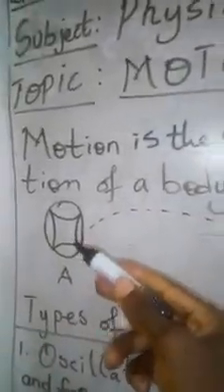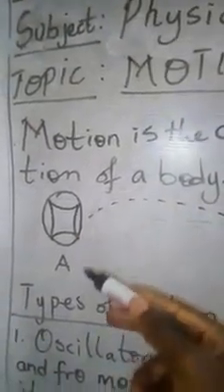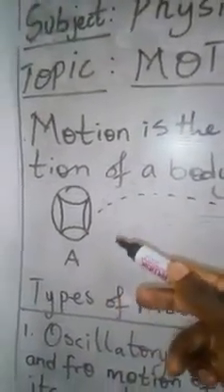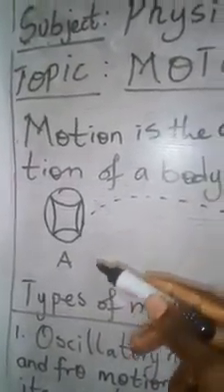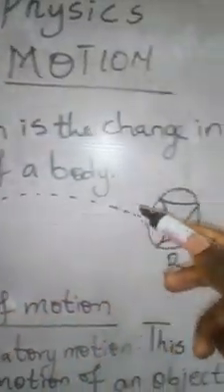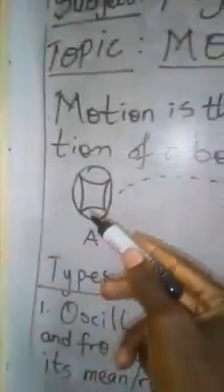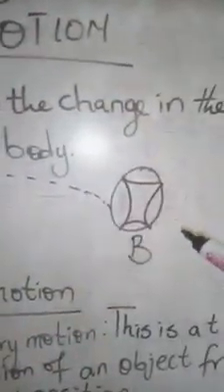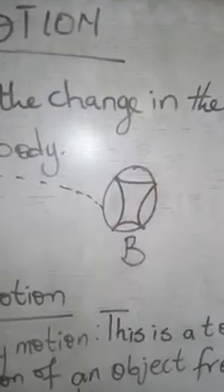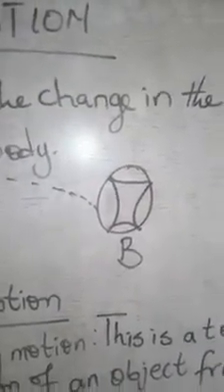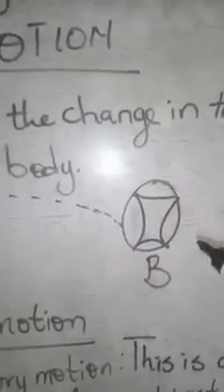Consider the object at position A. This object is at position A. If nothing changes the position, it will not change, it will remain there. But if it translates or moves to point B, then we say the object is no longer in this position, but the position has changed. That means this object has undergone what is called motion. Now, if the object does not undergo motion, then the position will not change.